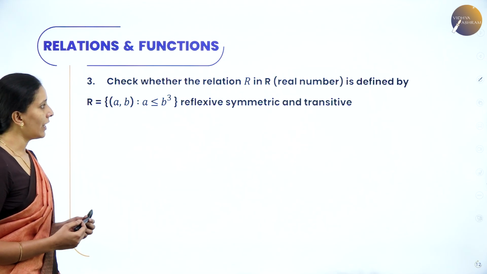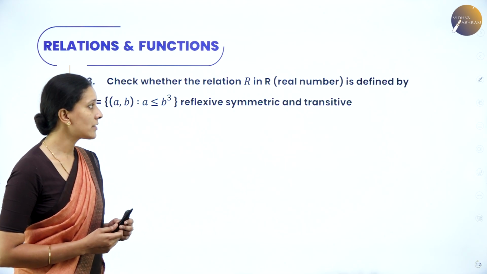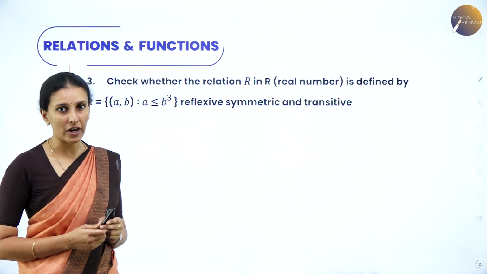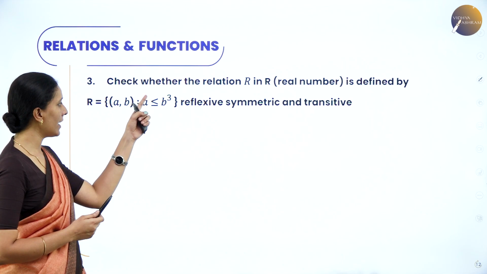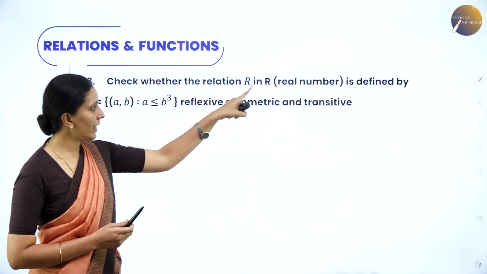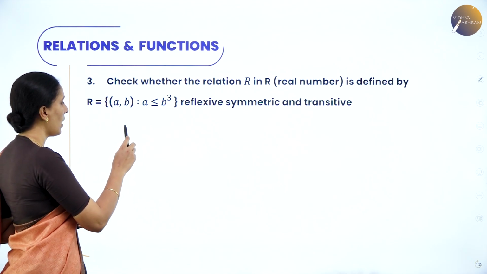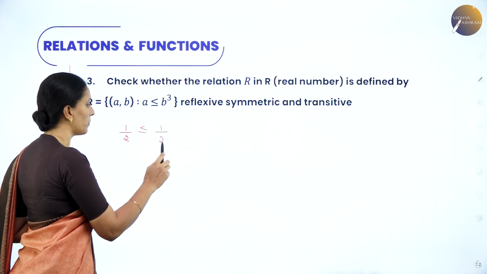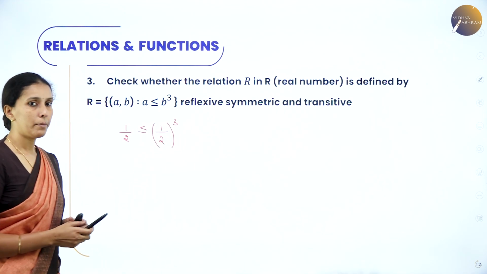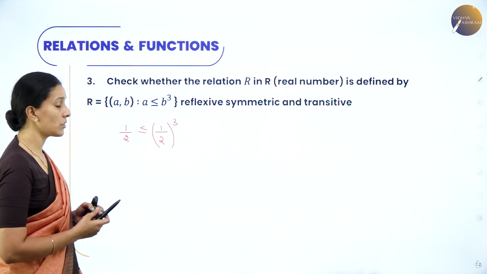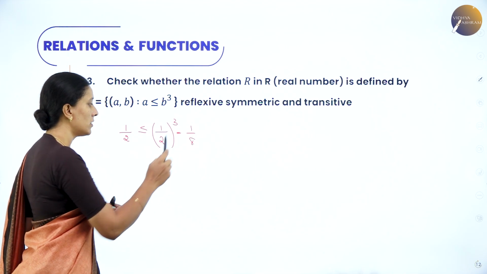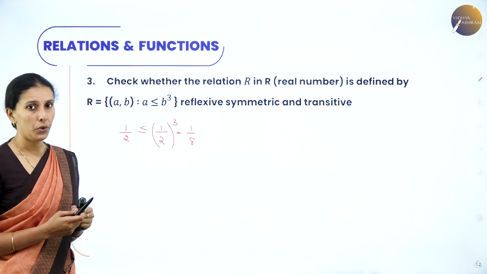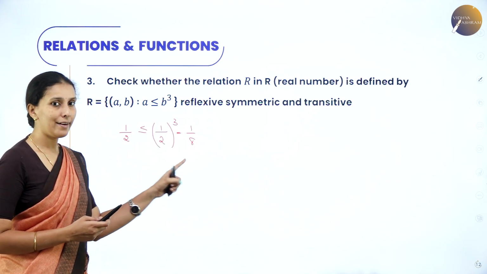Check whether the relation R on the real numbers, defined by a less than or equal to b cube, is reflexive, symmetric and transitive. So let us take an example. Here a is less than or equal to b cube. We should take any real number. Let me take a fraction: 1 by 2 less than or equal to (1 by 2) cube, that is 1 by 8. So is 1 by 2 less than or equal to 1 by 8? Is it true? No, because 1 by 2 is more than 1 by 8.